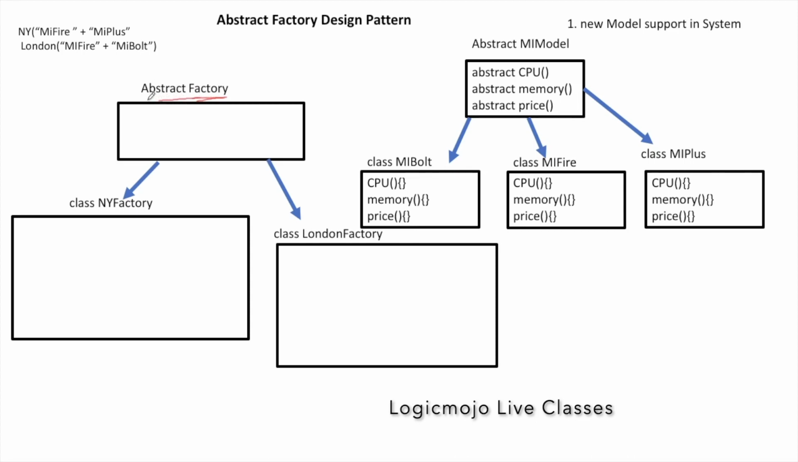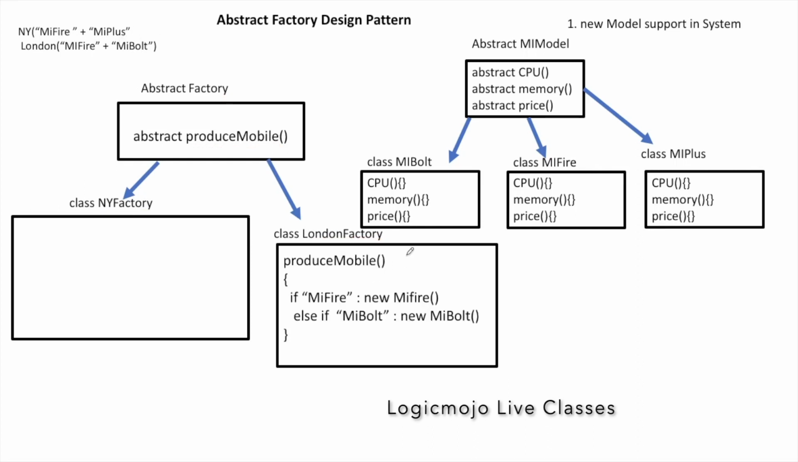And of course, if it is an abstract class, then it must have an abstract method, that is produce mobile. Since it has the abstract method, it must be implemented differently in the class New York factory and the class London factory. In this case, we want the London factory to always manufacture MI Fire and MI Bolt, and the New York factory to always manufacture MI Fire and MI Plus.